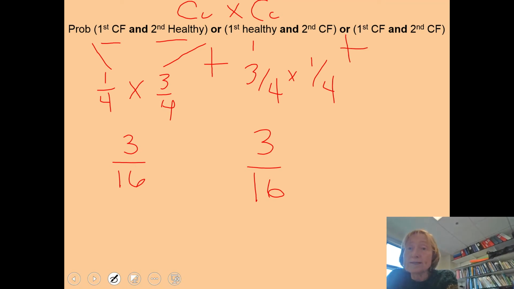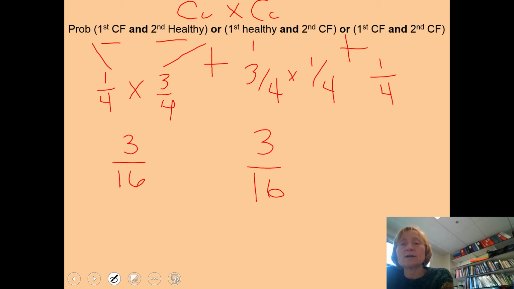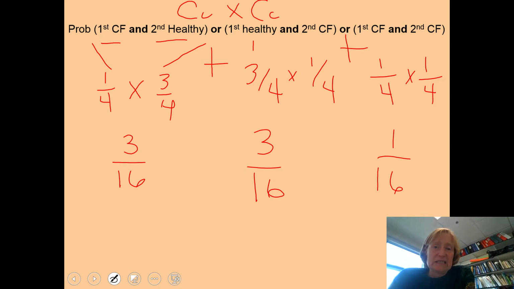Or there's one more possibility. You could have 2 children that have cystic fibrosis, the way that the question was worded. Your first child could have cystic fibrosis and your second child could have cystic fibrosis. Well, what's the probability that the first child has cystic fibrosis? What's the probability that the second child inherits cystic fibrosis? What's the probability that your first child and your second child inherit cystic fibrosis? 1/16.